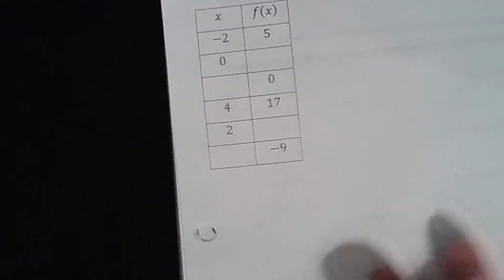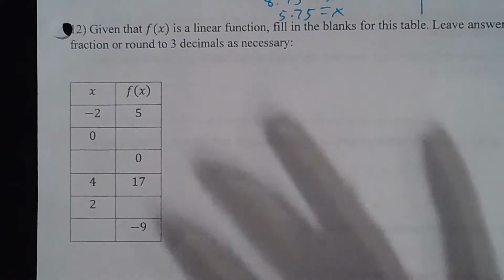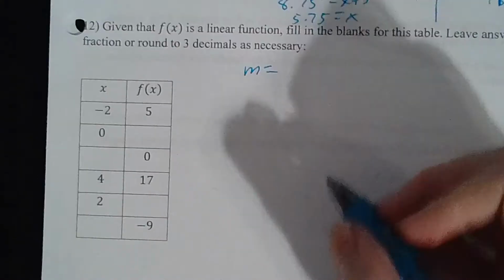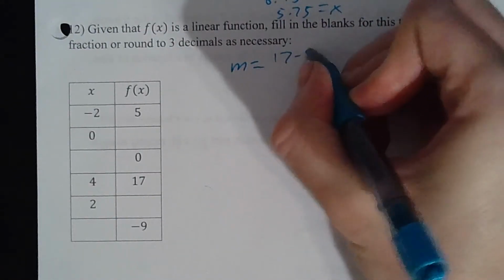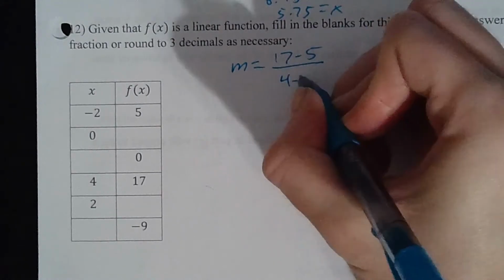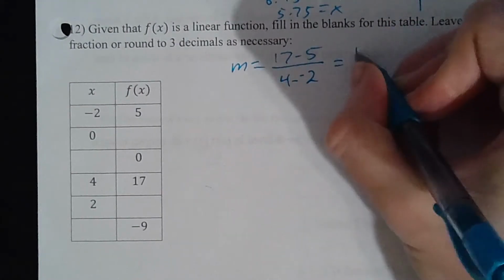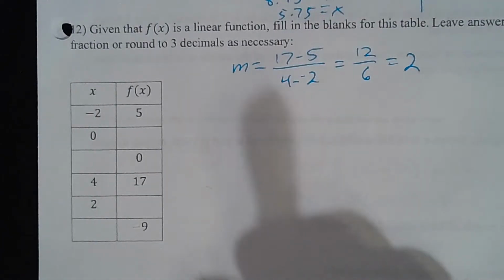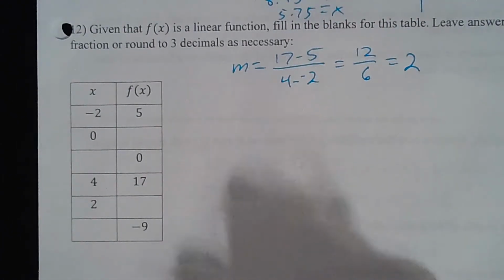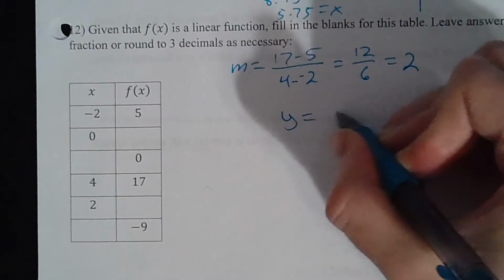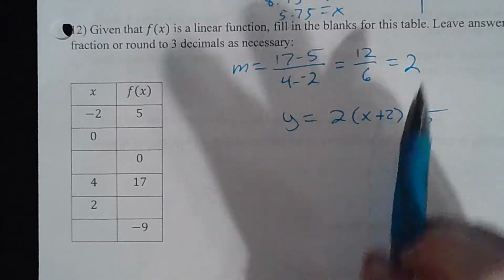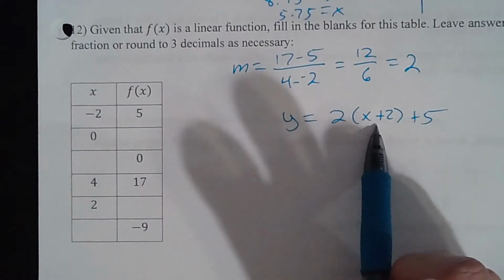Number 12. Finish up this number 12. Let's continue on. Same exact process as before. Find the slope first. M is 17 minus 5 over 4 minus -2. That's going to be 12 over 6 is 2. Nice and neat. Nice slope this time instead of a hard one. So y equals 2 times x plus 2 plus 5. Again, slope first. Negative of a negative is a positive.